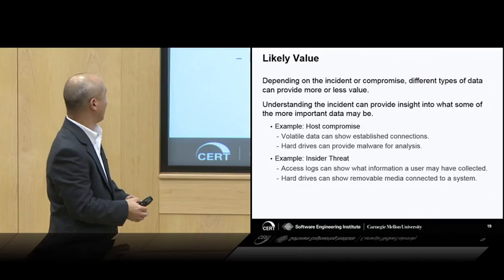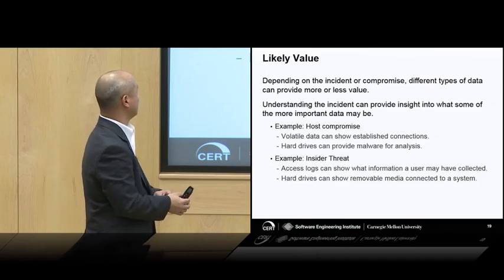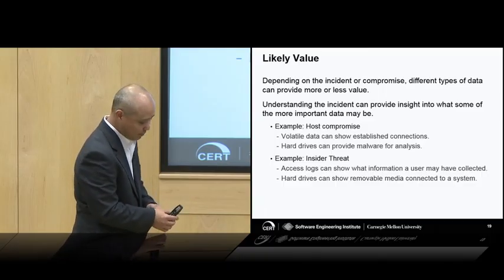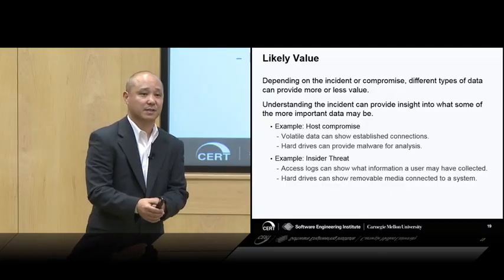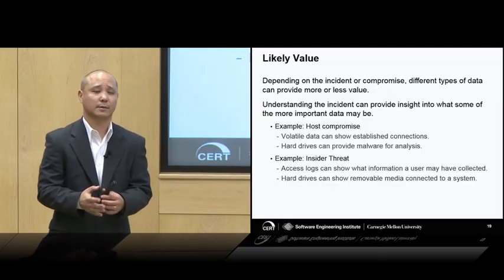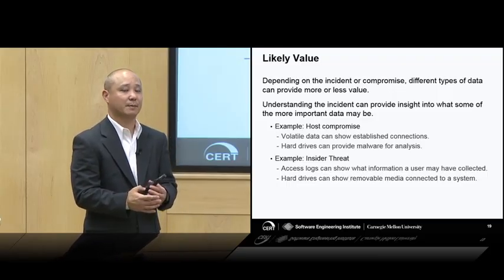And then understanding your incident can provide you more insight into what the more important data might be, right? So host compromise versus the insider threat. Right? Volatile data can show established connections, and your hard drive can provide malware for analysis for a host compromise.